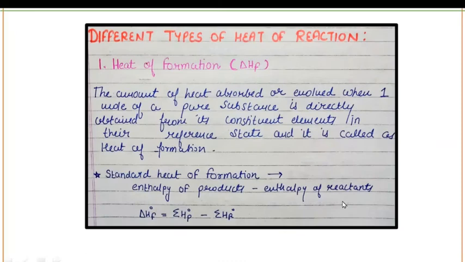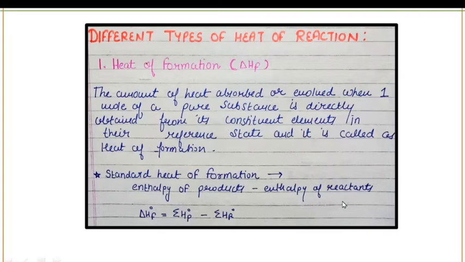Now, the different types of heat of reaction. Number 1 type of heat of reaction is heat of formation, which is represented by delta HF. What is delta HF? Delta means difference and HF means the change in heat of formation. The amount of heat absorbed or evolved when 1 mole of a pure substance is directly obtained from its constituent elements in their reference state is known as heat of formation.